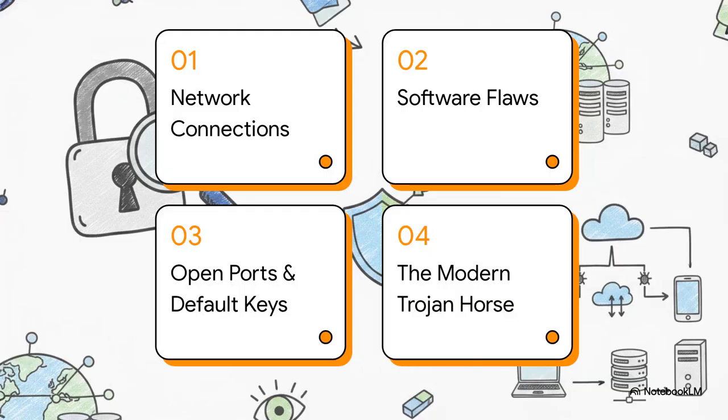So here is the blueprint for today's audit. First, we'll look at defending your network connections. Second, software flaws and lifespans. Third, open ports and default keys. And finally, number 4, the modern Trojan horse.